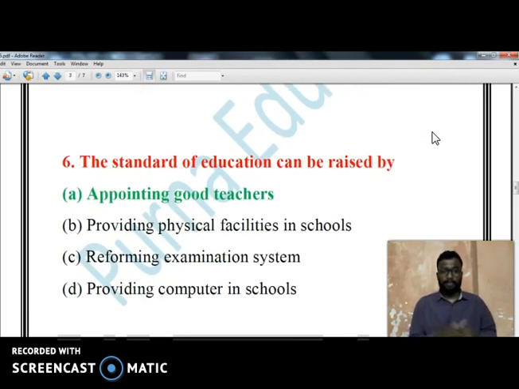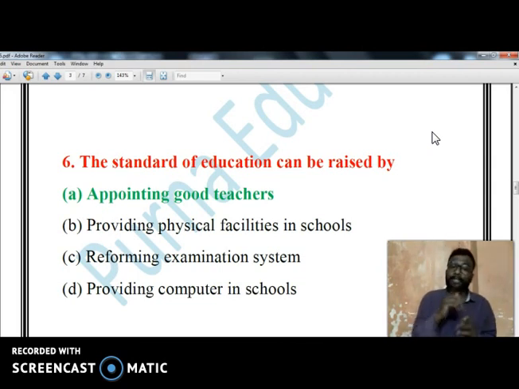See, question number 6. The standard of education can be raised by what? By appointing good teachers, providing physical facilities in the schools, reforming the examination system, or providing computers in schools. Generally, education deals with the teaching-learning aspect. There is no education without a teacher, right? The teacher may be a traditional teacher or a modern teacher, who deals with the technology aspects. Whatever it might be, the teacher has a very important role in the educational process. There is no education, or no learning, without a teacher.